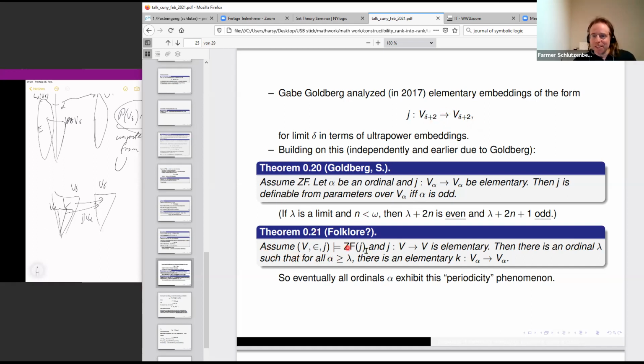But just a note here: if we have a Reinhardt embedding from V into V, then after some point onward, all V alpha admit such elementary embeddings. That's just because you use the iterating trick. If you have J from V to V, then you look at the iterates of J, and every ordinal is eventually fixed by one of the iterates, and the restriction of that one gives you a V alpha to V alpha embedding. That works for everything above the lambda of the embedding, and so we get this periodicity for every ordinal, at least above this lambda.